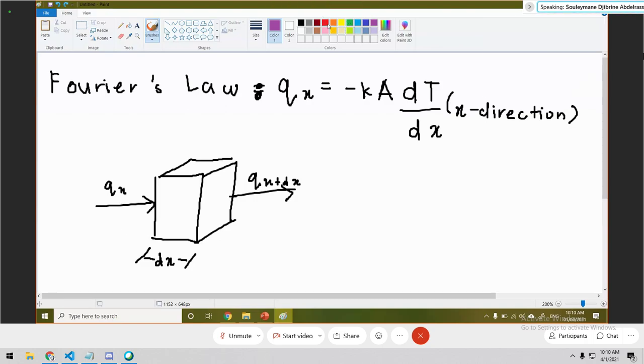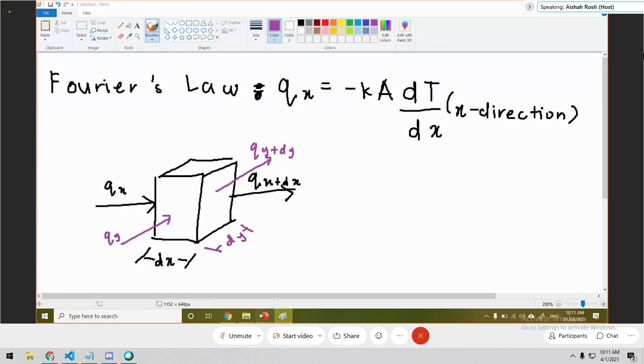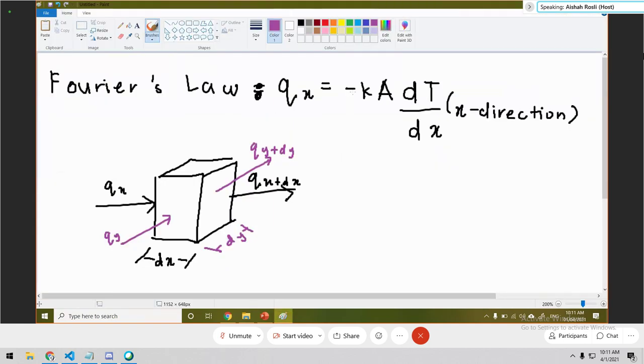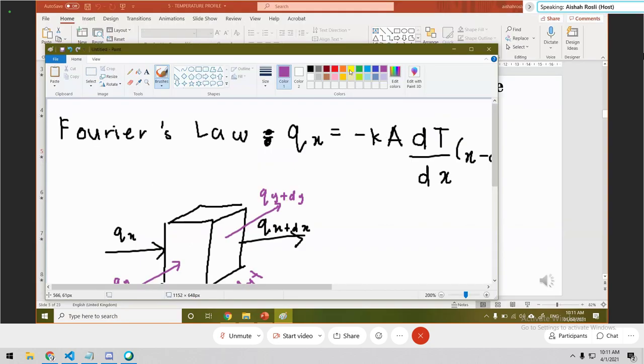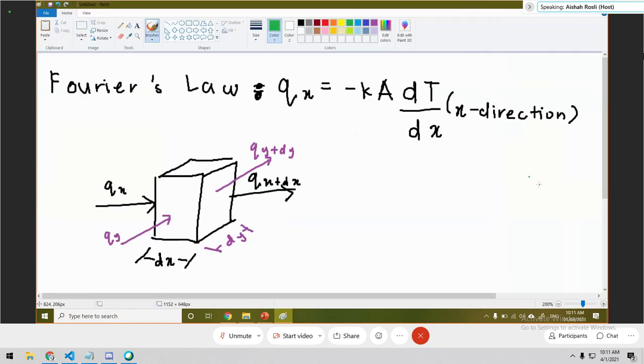Let's consider the Y direction: Qy is the heat coming in, and the heat coming out in the Y direction is Qy plus dy, or delta y. So the thickness in the Y direction will be here, dy. Yes, that's correct. So let's move on to the last direction, which is the Z direction.